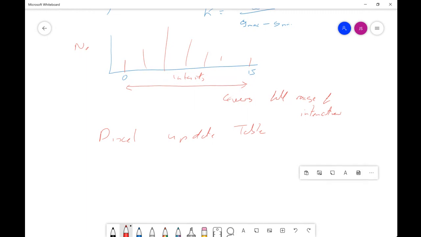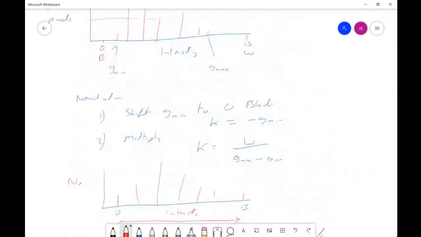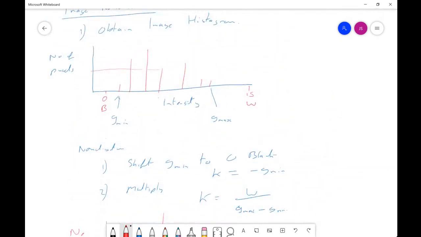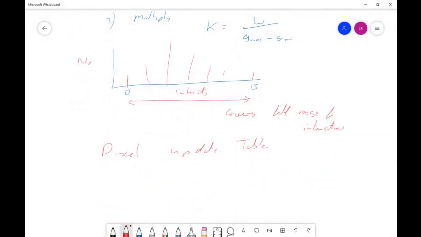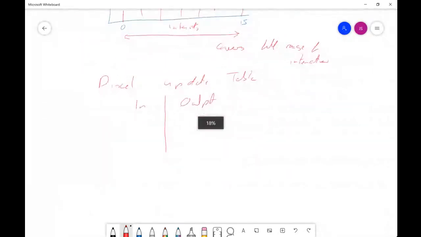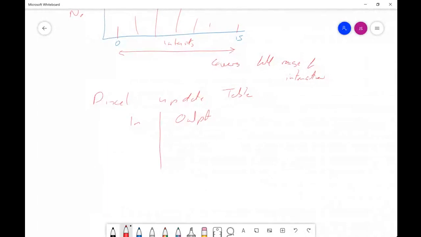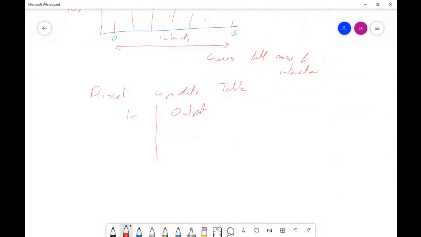And the pixel update table is to get the value of the pixels in the original image and the value they become in the enhanced image. So it will be the input and the output. And I can give you the limits quite easily. You'll have to work out the ones in between for a given example.